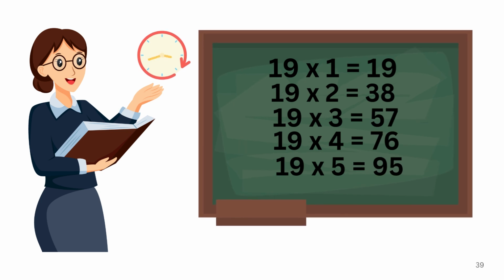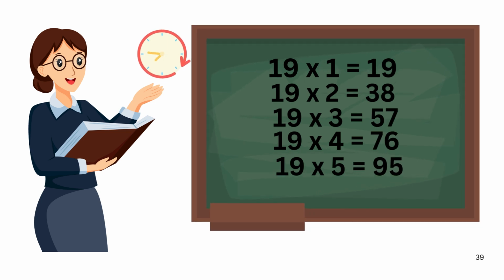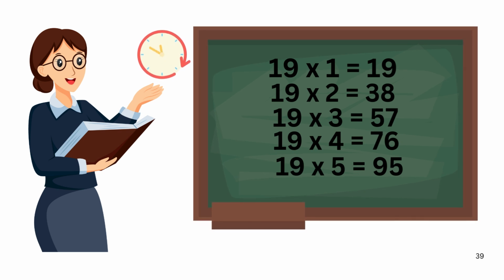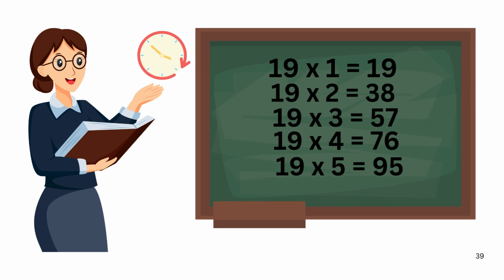Now, here on the second last table, number 19, we have 19 multiplied by 1 is equal to 19. 19 multiplied by 2 is equal to 38. 19 multiplied by 3 is equal to 57. 19 multiplied by 4 is equal to 76. 19 multiplied by 5 is equal to 95.